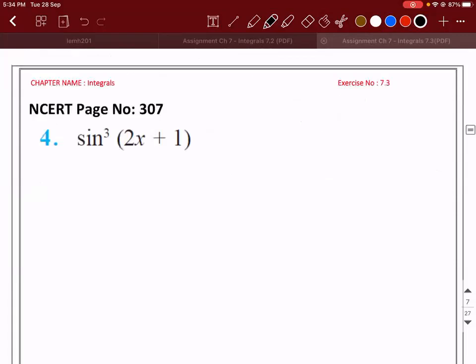Next. Sine cube, how will you do it? From where will you take the concept? If you need sine cube, you can take the idea from sine 3x. So sine 3x is 3 sin x minus 4 sin cube x. Write it down and tell me what is the answer. Please try to solve.